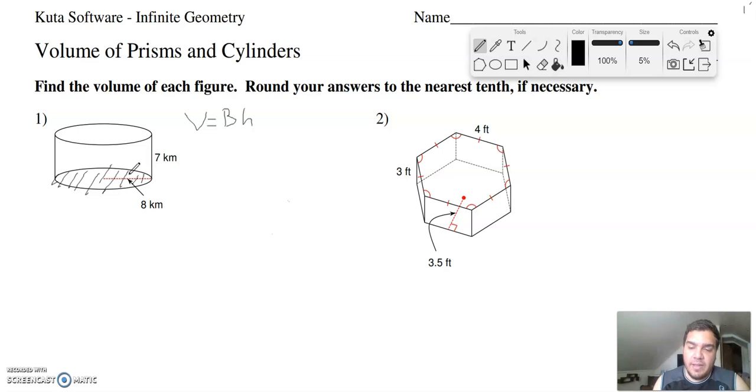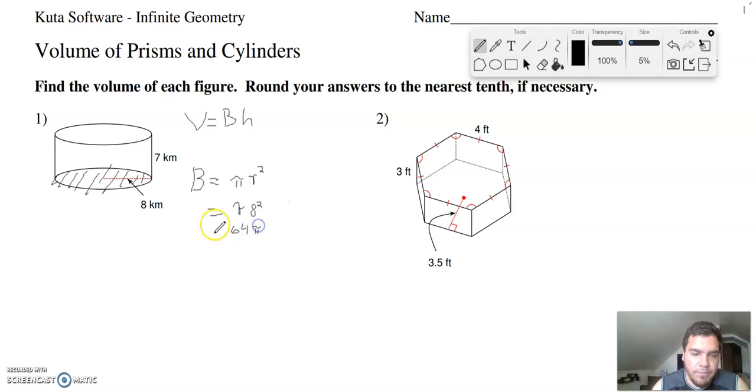Sometimes it's left to right, like number five, which looks more left to right versus top and bottom. Our base is this circle right here, so we need to figure out its area. You have to remember the area of a circle is pi r squared. The radius here is 8, so we get pi times 8 squared, or 64 pi.